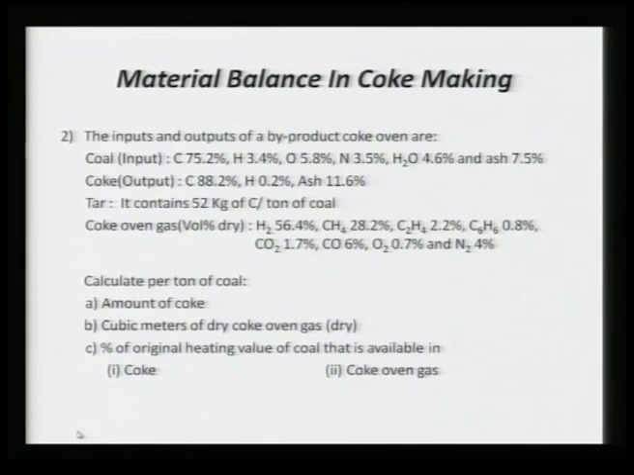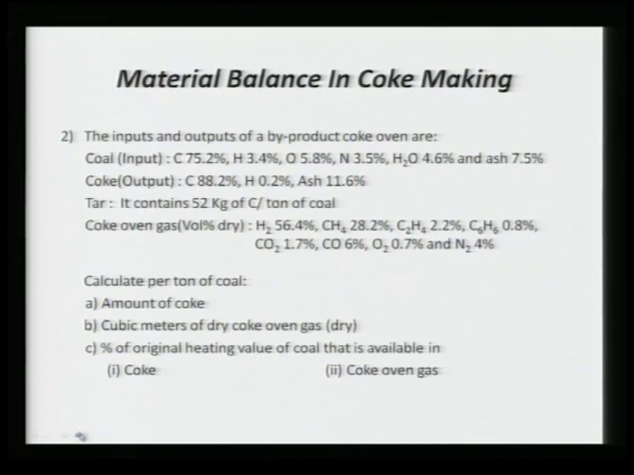Now, problem number 2 is also on the same line, but a little bit changes in the inputs and outputs are given, and some conditions are given, some conditions are not given. Again, you have to calculate the amount of coke, cubic meters of dry coke oven gas, and the percentage of the original heating value of coal that is available in coke and coke oven gas. This problem is just for your practice, so that you can see whether you can do this problem or not.